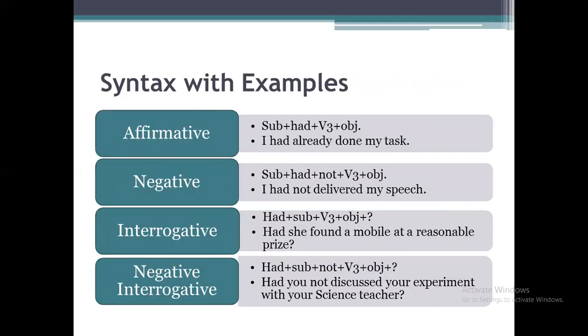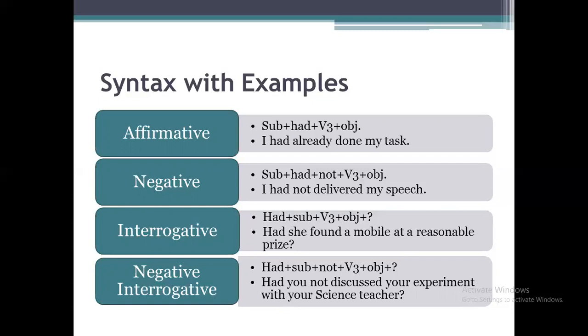Now here we have the syntax of all four types with examples. The first one is affirmative: subject plus had plus third form of verb, and then the object. The example is, I had already done my task. The negative structure is, subject plus had plus not plus verb third form plus object. I hadn't delivered my speech. Maybe you were ill, and that is why you were unable to deliver the speech. In that situation, you could have this sentence: I hadn't delivered my speech because I was ill.